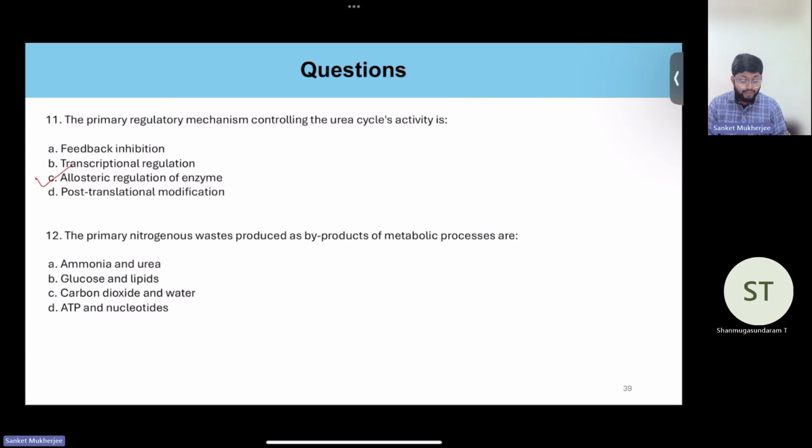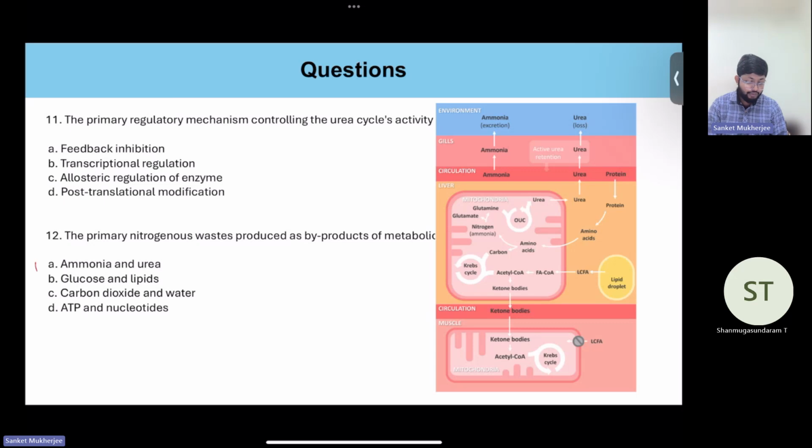The primary nitrogenous waste produced as byproducts of metabolic processes are actually ammonia and urea, as you can see in the figure on the right. This is in case of a fish, but basically all the nitrogenous waste can be excreted either as ammonia or as urea. So ammonia, urea cycle, and then there is the ornithine cycle also in avians, based on how much water is available. But these two are the major primary byproducts of metabolic processes.